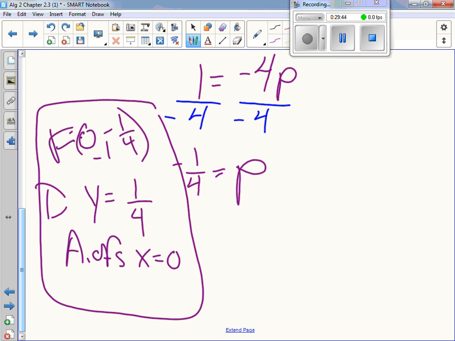And again, since we're dealing with this here, up or down, it's going to open down since the value of p is negative. And that's it for these here. So are there any questions on these here? So again, this isn't too bad. As long as we stick to these formulas and fill in the information, we are good.